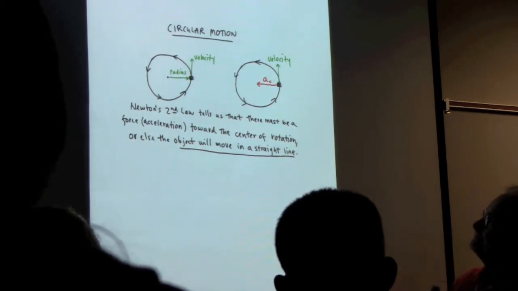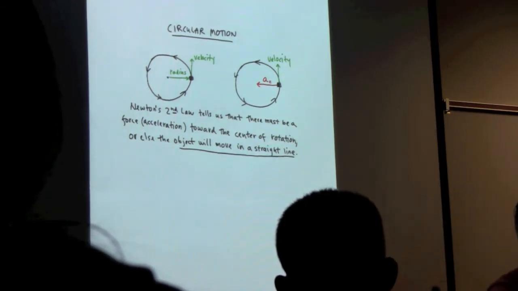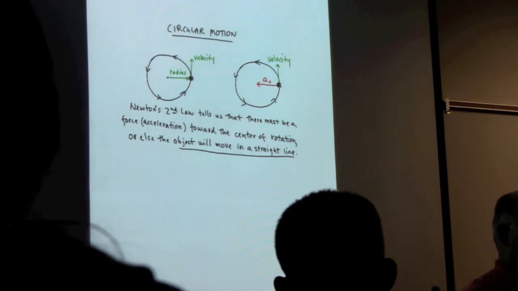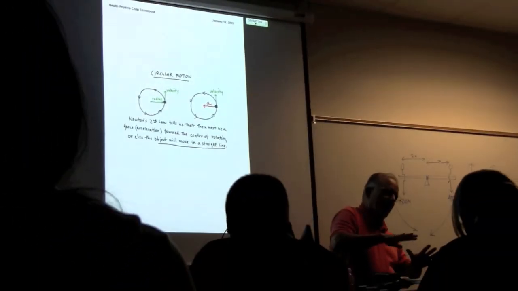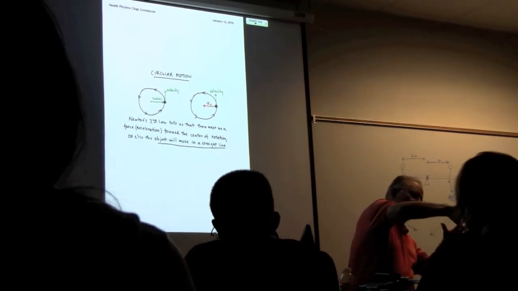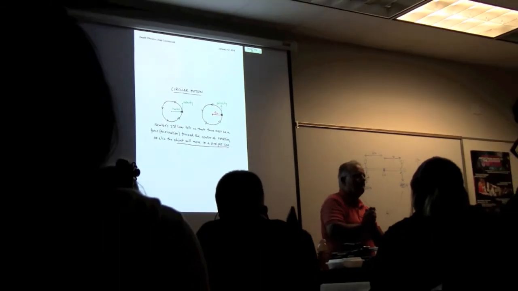And this is, of course, if your car is going around a curve, it's the tires that are supplying that force. If you're making a curve in this direction, your tires are the ones that are making the car stay turning in that direction. It's the friction between the tires and the road.